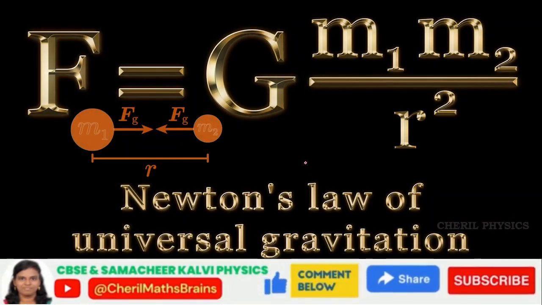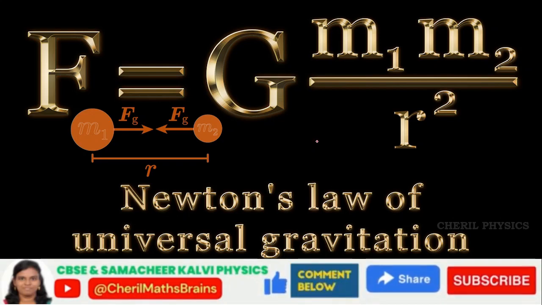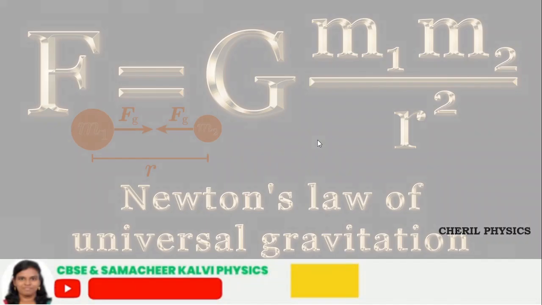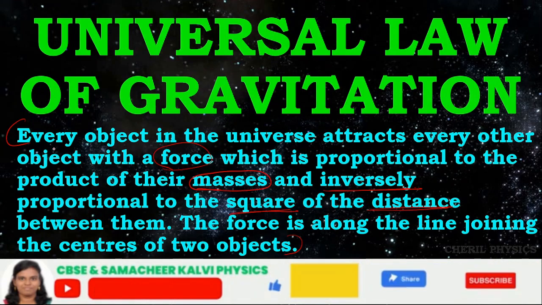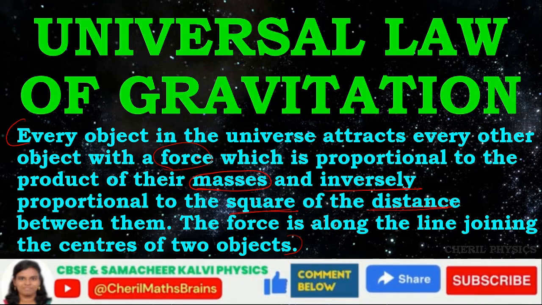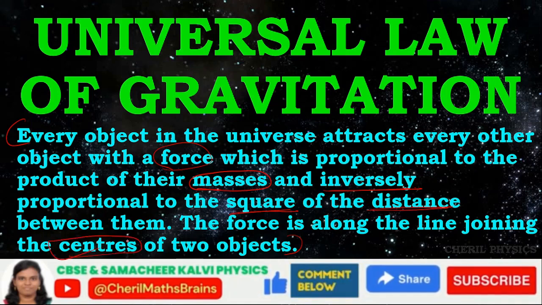In this I gave you a small hint towards the universal law of gravitation, and that was proposed by Newton, and hence it is also named Newton's law of gravitation. So what does this universal law of gravitation state? Every object in the universe attracts every other object with a force which is proportional to the product of their masses and inversely proportional to the square of the distance between them. The force is along the line joining the centers of the two objects.